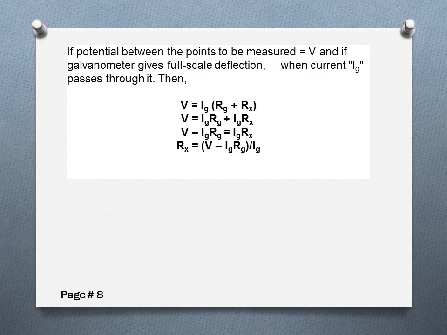Rearranging the equation, you will get V minus Ig Rg equals Ig Rx. Then Rx will be equal to (V minus Ig into Rg) upon Ig. So Rx equals V upon Ig minus Rg. In this way, Rx can be found.